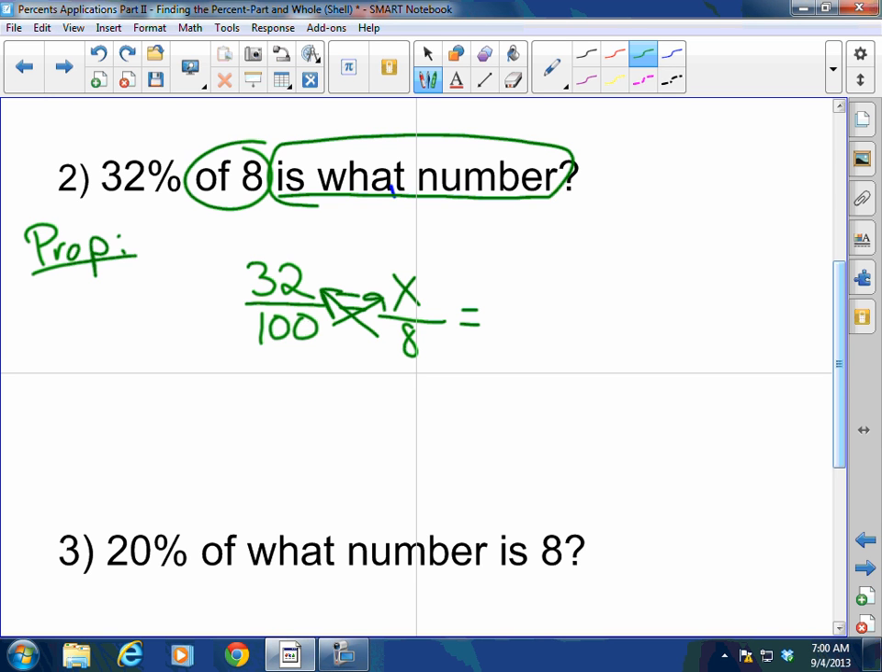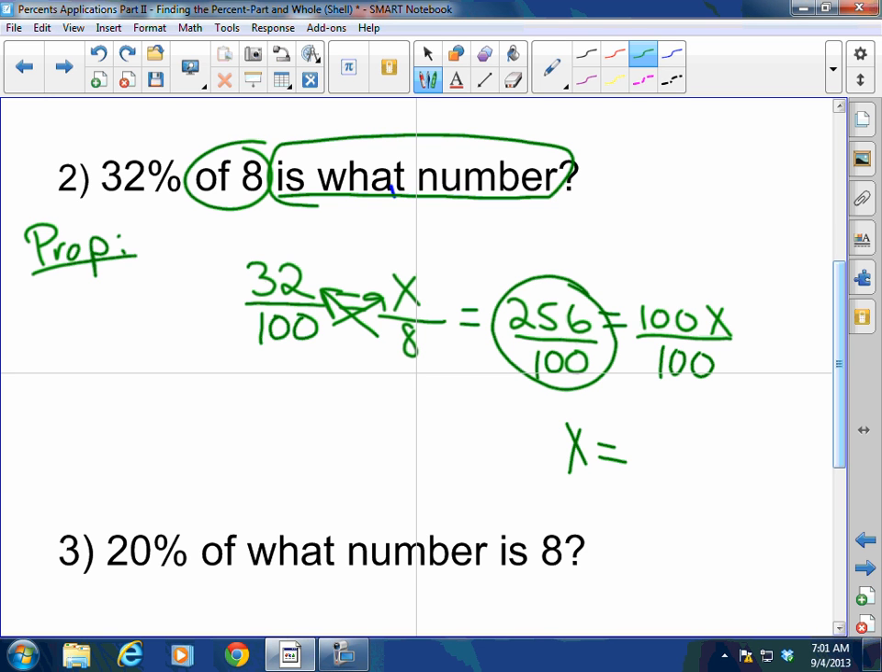So 32 times 8 is 256, which equals 100 times x, which is 100x. Okay, I got to get rid of the 100. I cancel multiplication with division. So I divide 100 to both sides. So x will equal, remember my little trick here, I'm dividing by 100, so there's 2 zeros. So I'm going to move the original decimal 2 places to the left. So that's going to be 2.56.